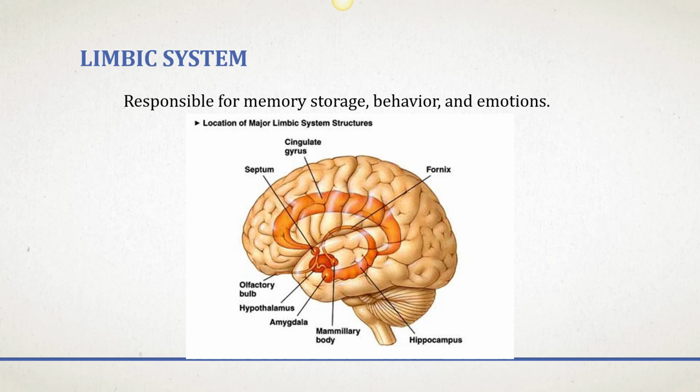The limbic system is a series of numerous parts. You don't have to know all of the individual components of the limbic system, but together they work together to be responsible for memory storage, behavior, and emotions.